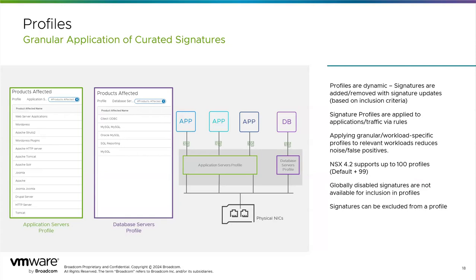NSX 4.2 does support up to 100 profiles. Globally disabling those signatures is not available for inclusion within the profiles. Just keep that in mind. And once you exclude them, they're gone.